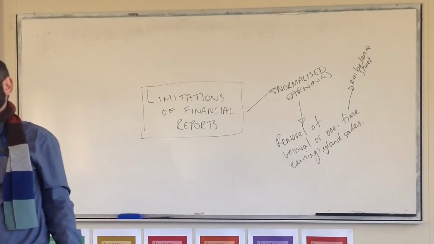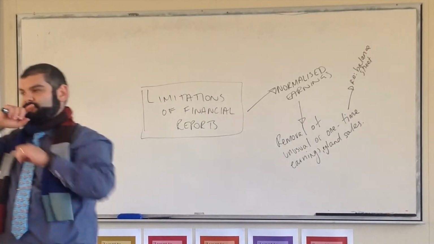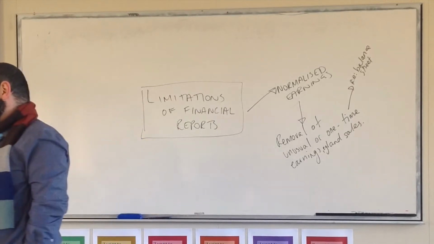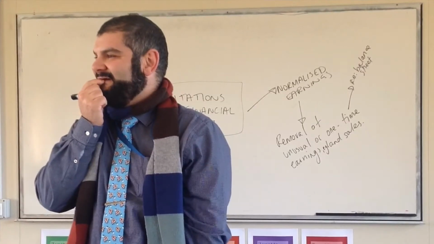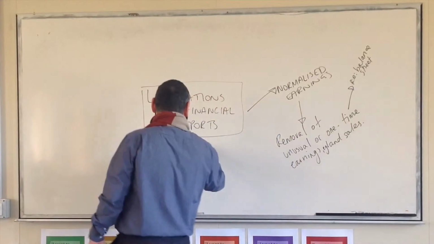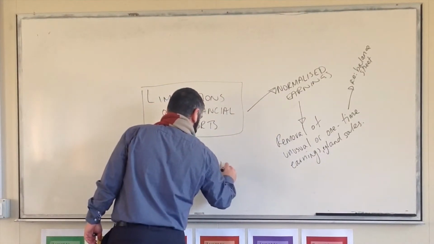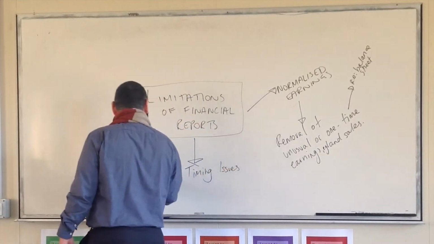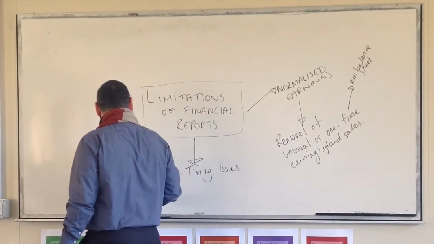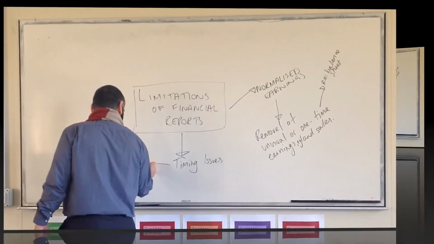What's the next one? What's another limitation? What's another limitation of a financial report? Timing issues. Okay, that's another one. Yeah, good. As I said, it doesn't matter what order we do them in. I just want to get them done. It's a really bad arrow.